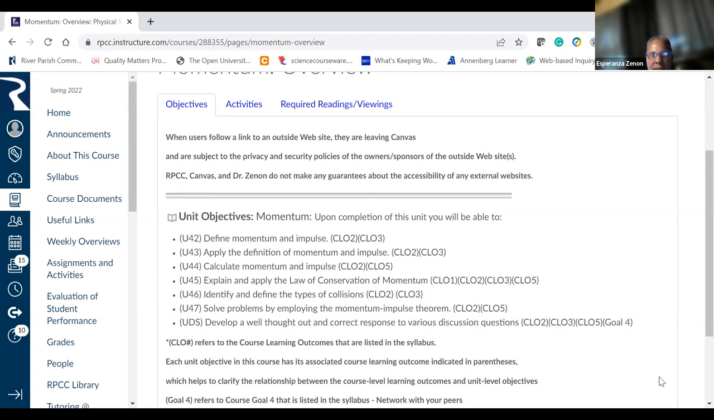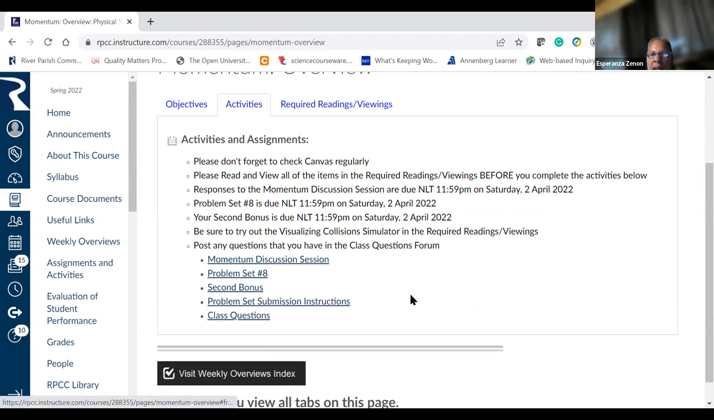And then we'll look at how that law of conservation of momentum is important when we look at different types of collisions. And so for this particular topic, you have some items on your plate to finish by this Saturday. That is problem set 8. Problem set 8 actually deals with last week's material on gravitation that I covered here in the lecture class. You have a discussion that goes with this week's material on momentum. And then you have a bonus opportunity, and I'll talk about that in just a moment.